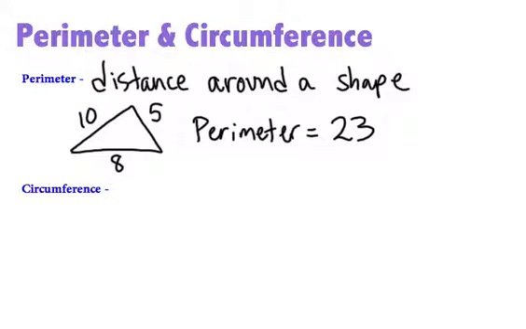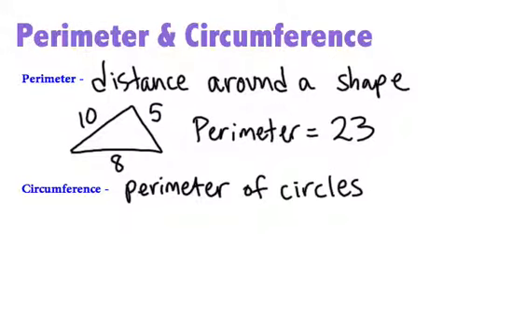For circles, the perimeter is called circumference. So circumference is the perimeter of circles, okay? And what's going to be important is knowing what this radius is, okay?